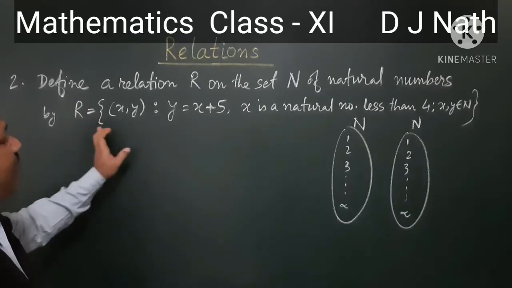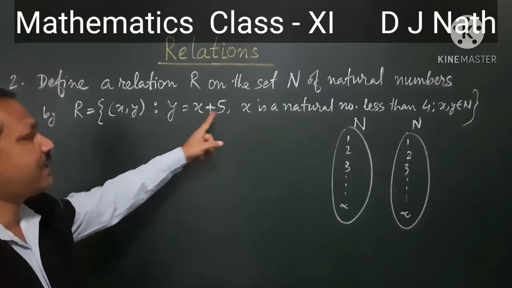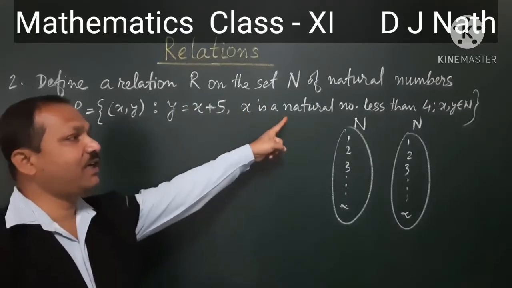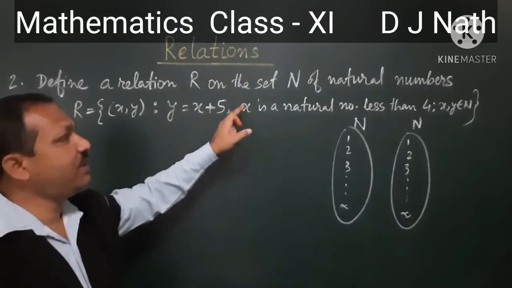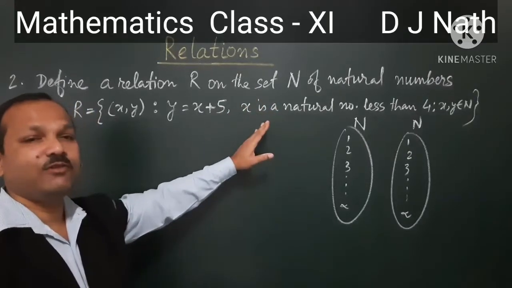Now what is the condition? y is equal to x plus 5. But the condition of x is also given. x is a natural number less than 4. That means what can be the values of x? x must be either 1, 2 or 3. Less than 4 means up to 3.